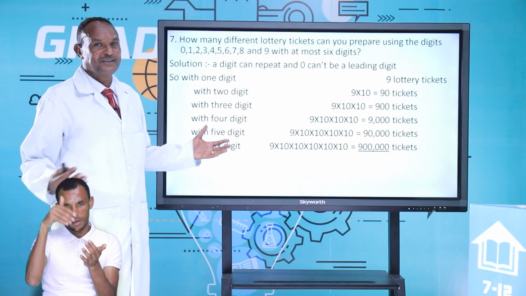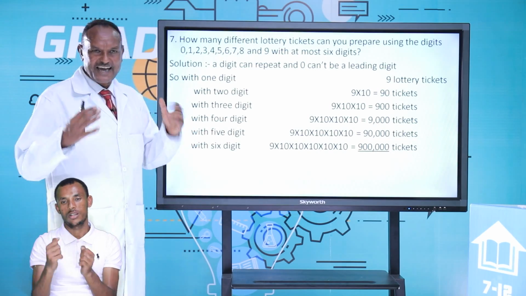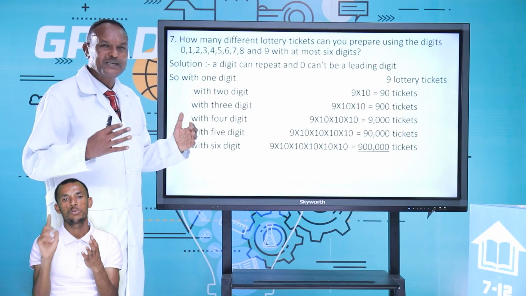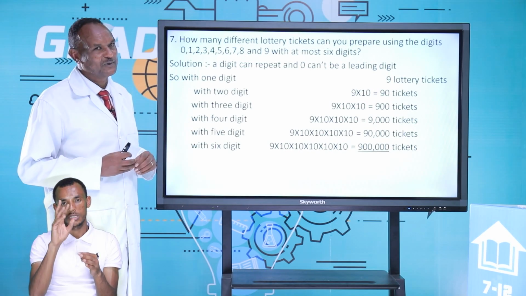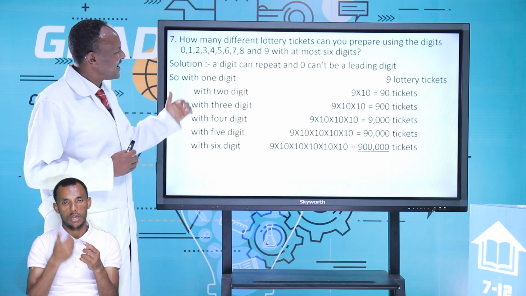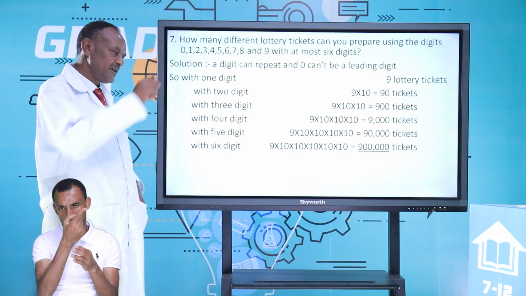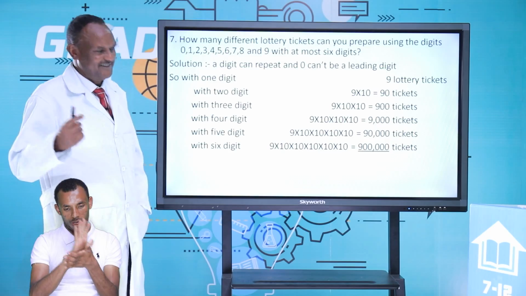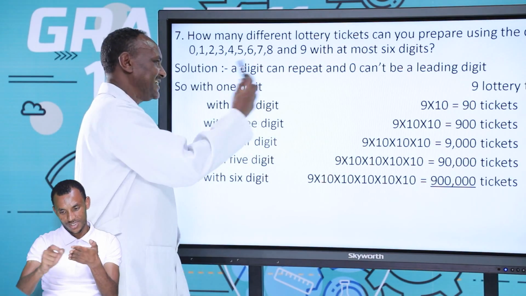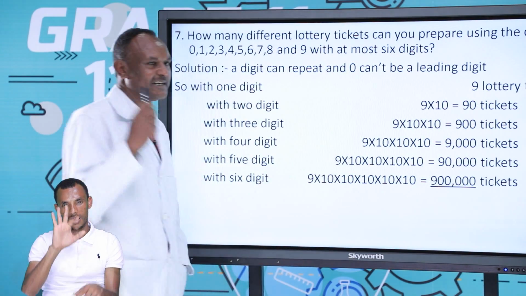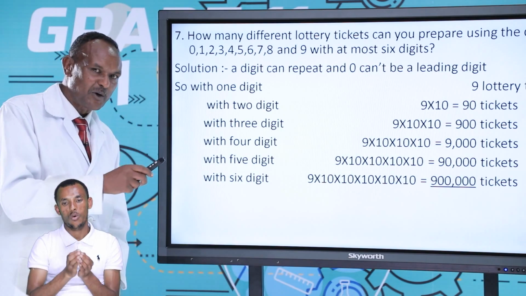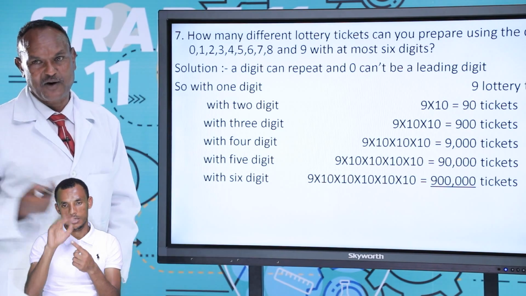So what are you asked? To prepare a lottery ticket with at most 6 digits. So by calculating turn by turn, you have to take a piece of paper and write the numerals. With 1 digit, 9 lottery tickets. That means from number 1 up to number 9. These are 1-digit numbers.